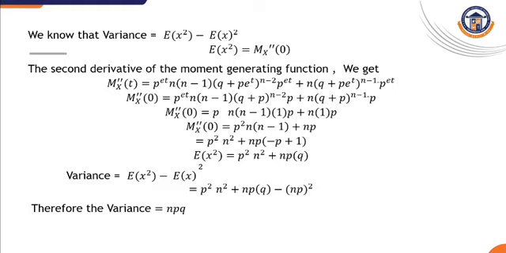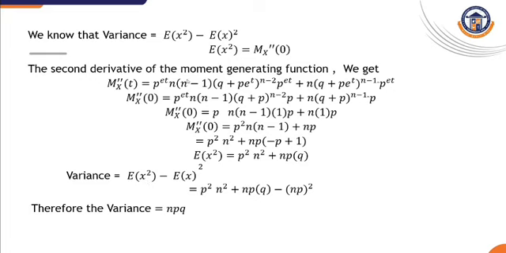So we can write it either way; in any one case we will write. Now we simplify this: the terms n square p square and minus p square n square cancel. So now we determine the value: E of x square equals p square n square plus npq. This is our E of x square value.